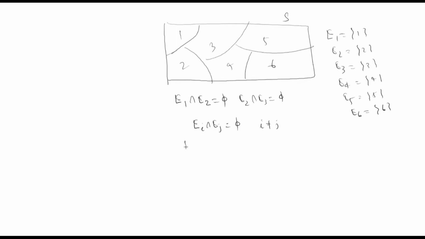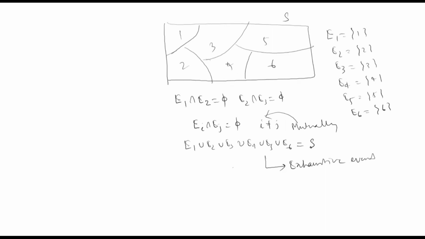Another thing going on here is that E1 union E2 union E3 union E4 union E5 union E6 is equal to the sample space itself. Combining both of these together, we can say that all these partitions we have created are mutually exclusive and exhaustive. This gives the exhaustive events, and this gives the mutually exclusive property. So this is how my partitioning is. I create a partition in such a way that there is no overlapping.